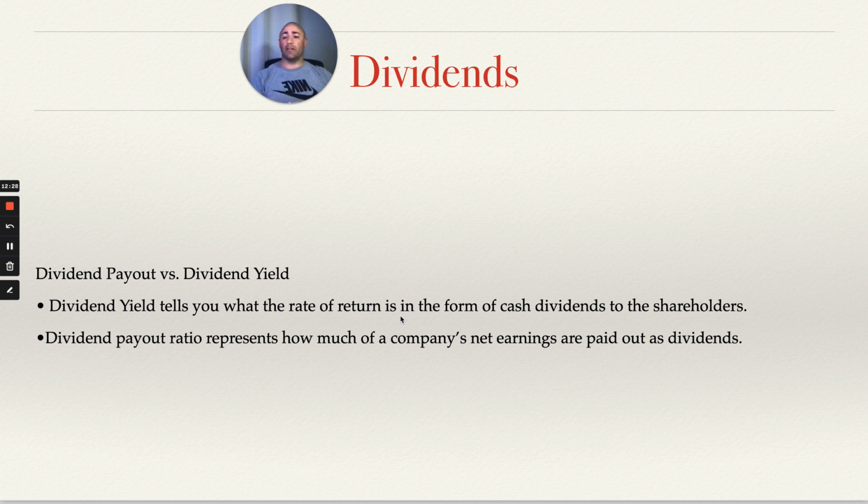And that's what we kind of covered a little bit, right? The dividend yield tells you the actual rate of return as a percentage in the form of a cash dividend to shareholders, versus the dividend payout ratio, which represents how much of the company's net income or net earnings are paid out as dividends, right? So some people say, hey, dividend yield, dividend payout, what's the biggest difference? The yield is for the actual shareholders. The payout ratio is in reference to the company's net income, divided by the actual dividends that they're paying out, right?